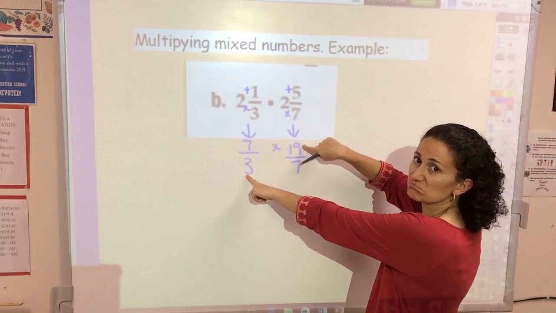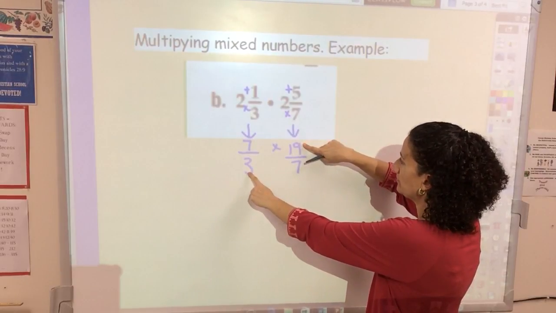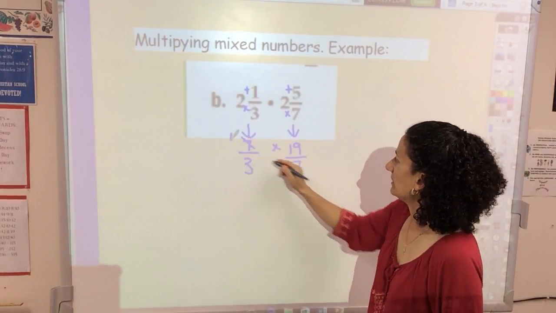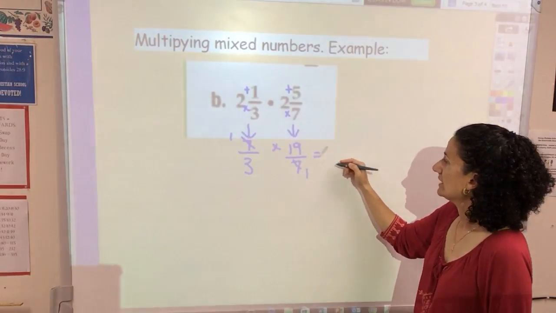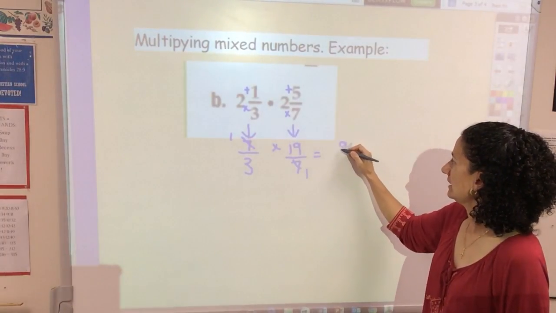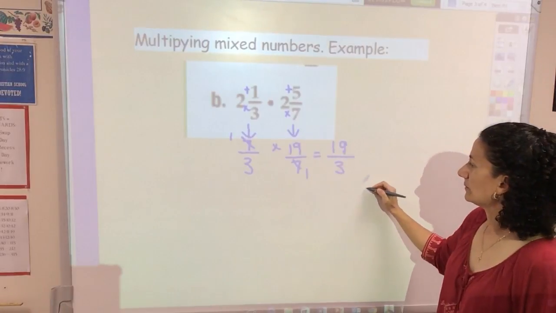3 and 19, I can't divide them by anything. 19 is prime, 3 is prime. 7 and 7 can be divided by 7. So that becomes a 1 and that becomes a 1. And now I multiply numerator by numerator, 1 times 19, 3 times 1, denominator by denominator.